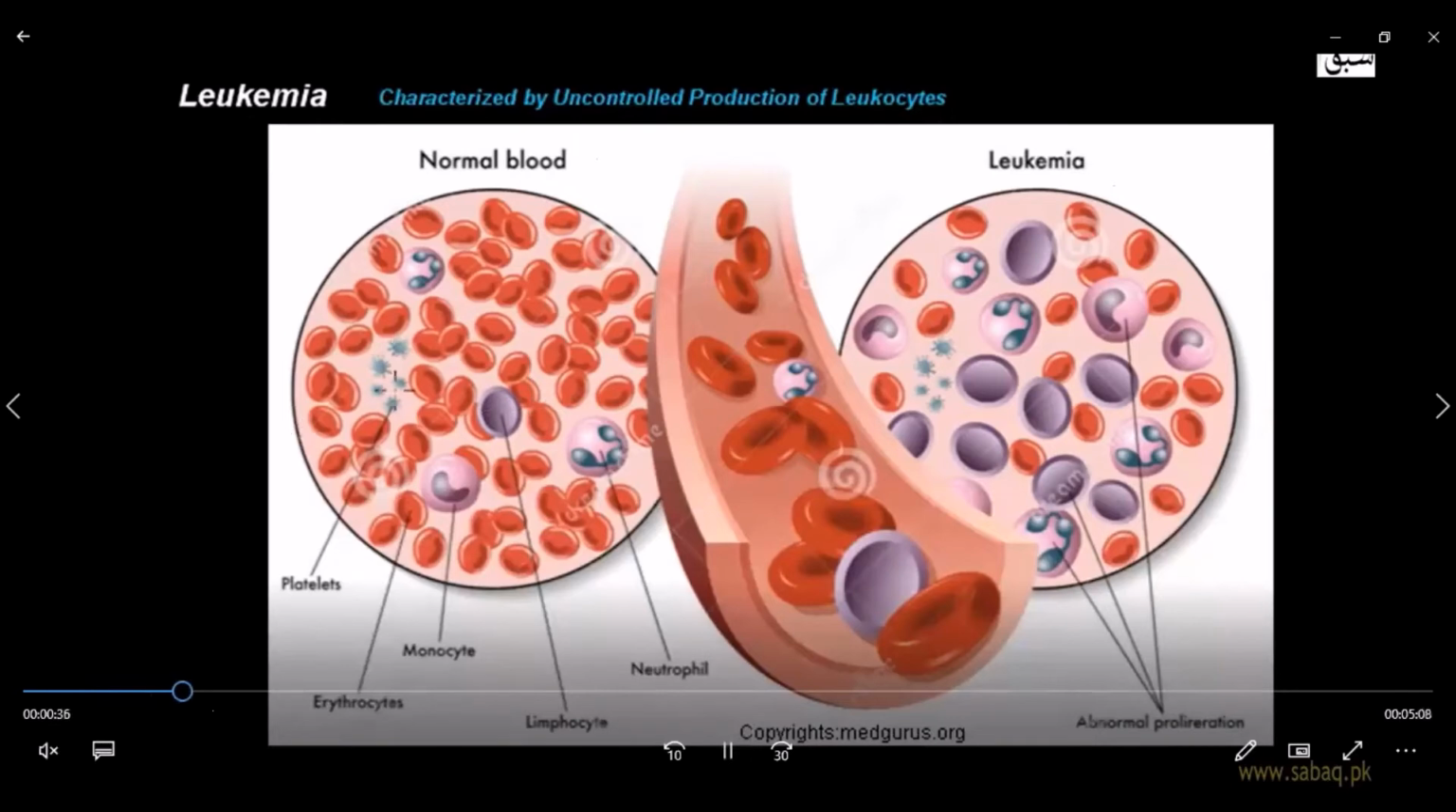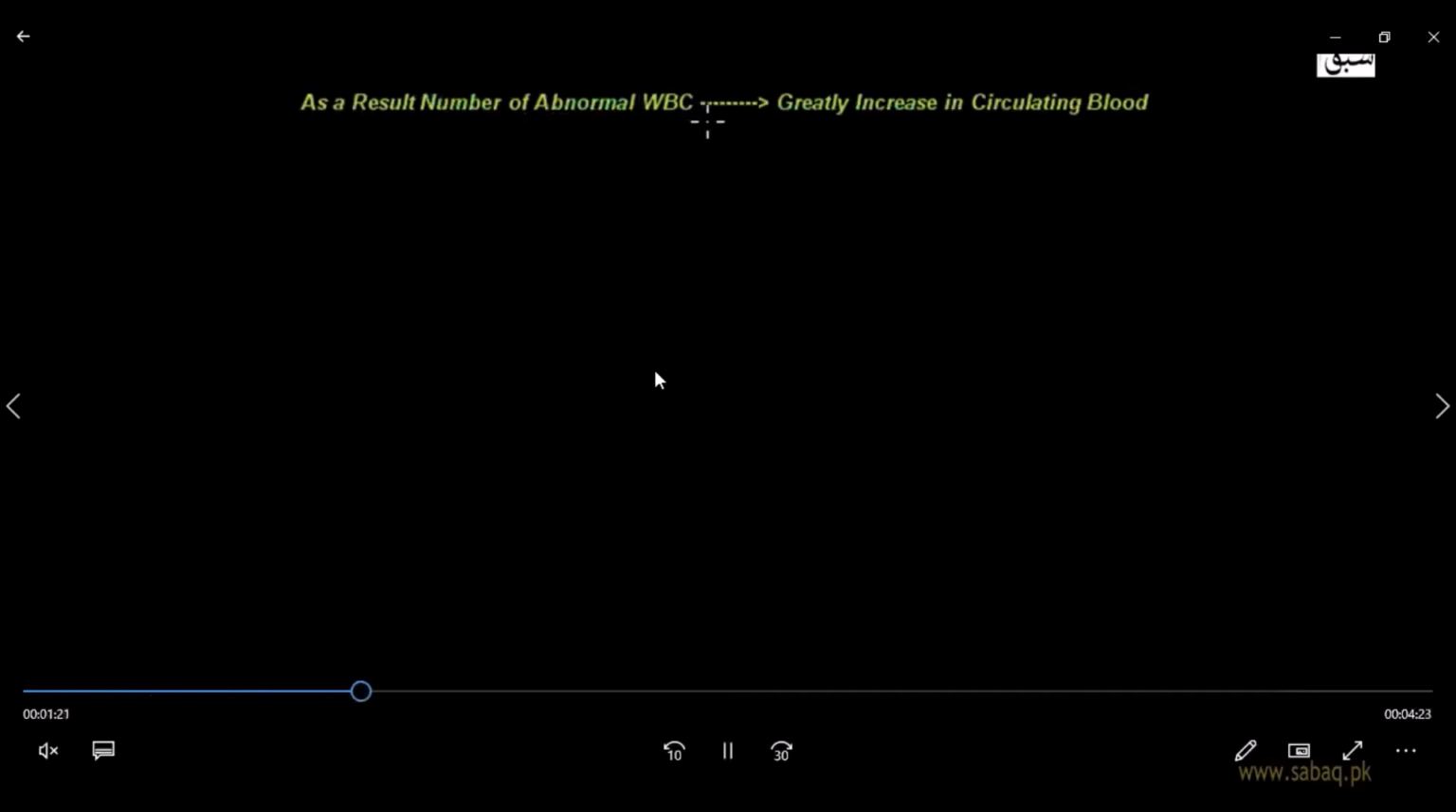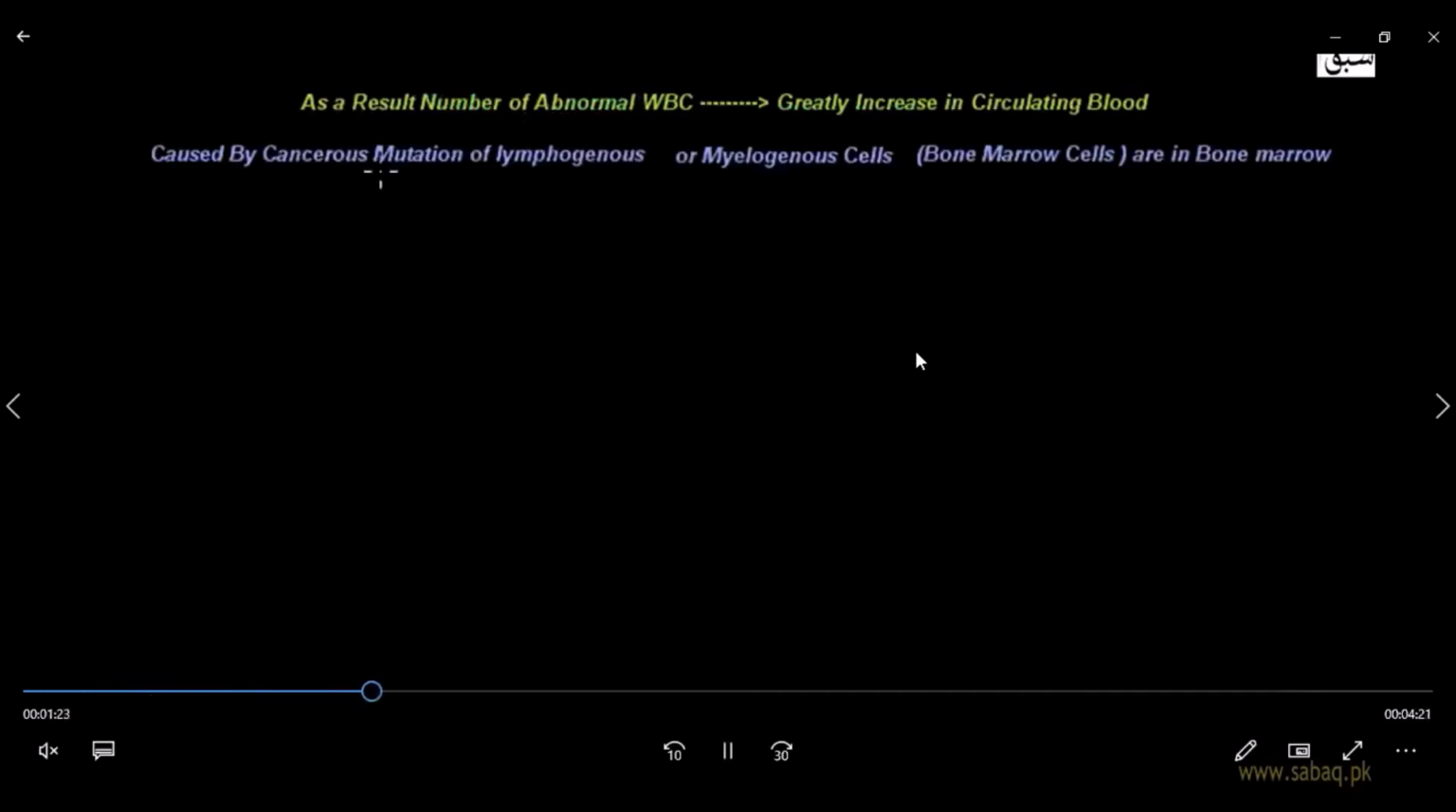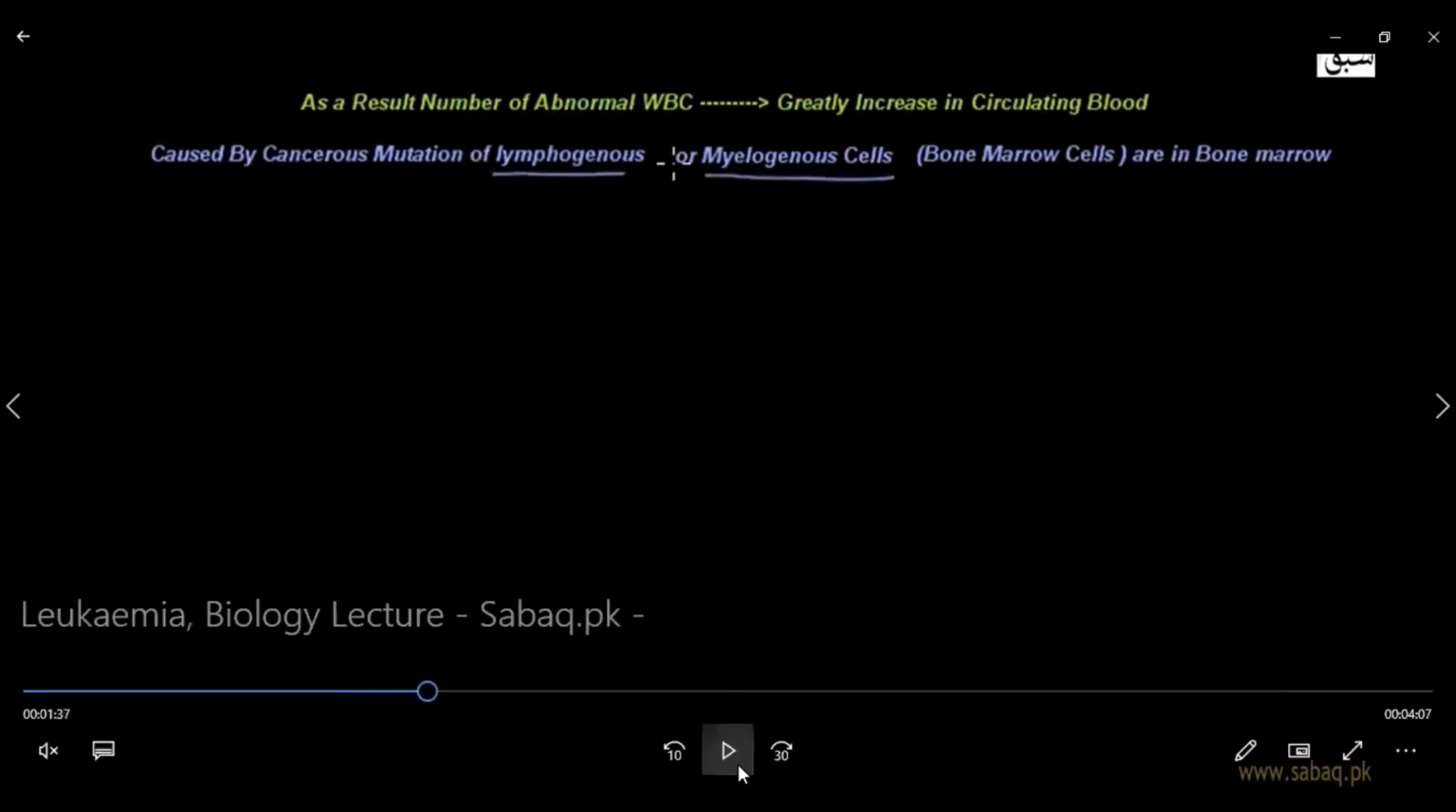Now, why are WBCs increased in number? This is the main pathology: abnormal WBCs that can greatly increase in your circulating blood. It could be caused by cancerous mutation of lymphogenous or myelogenous cells. Myelogenous cells are your bone marrow cells. Again, as I told you before, bone marrow produces your stem cells, and they further produce other cells that result in your white blood cells or RBCs. So myelogenous cells could have a genetic mutation or change, or lymphogenous cells, which are responsible for producing your lymphocytes. That is one kind of agranulocytes.